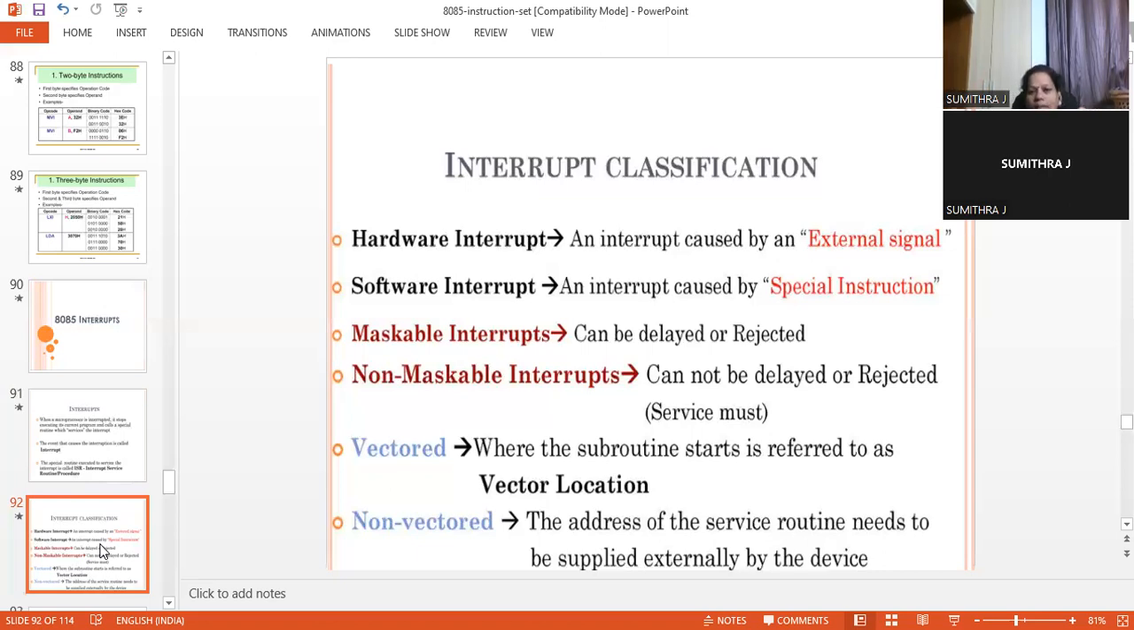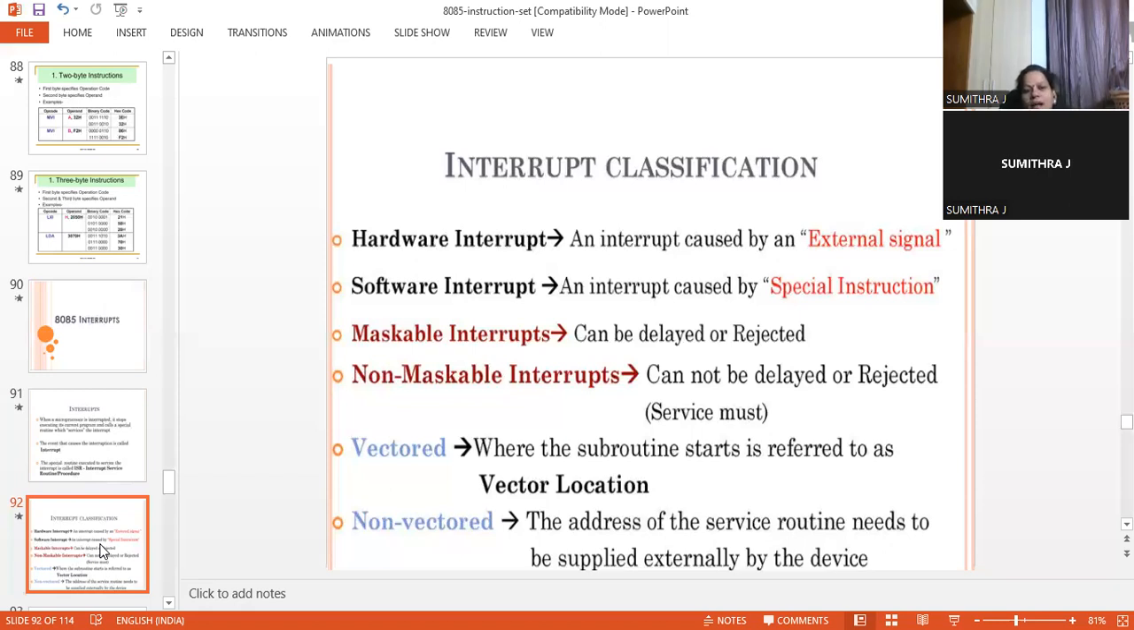On the other hand, if an interrupt is caused within the processor by means of writing some special instruction in between the programs, then that type of interrupt is known as a software interrupt. So interrupts are not created only because of external devices; they are also created internally by writing certain special instructions. Such interrupts are known as software interrupts.